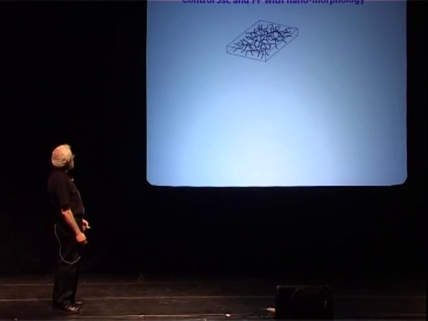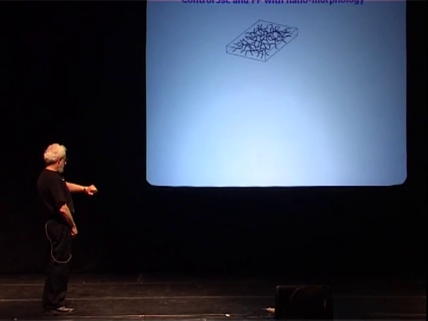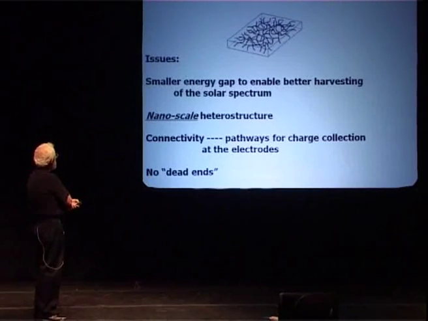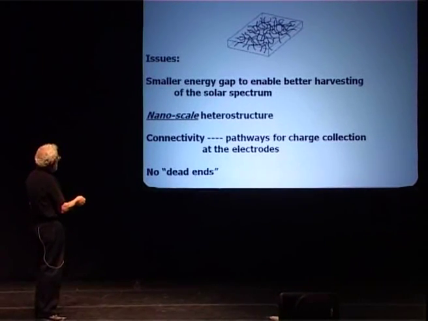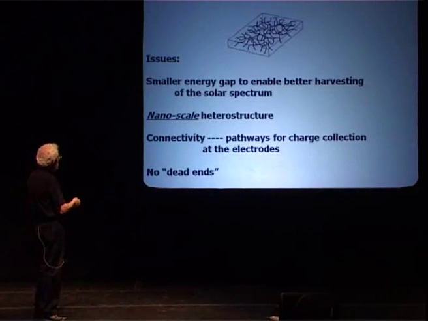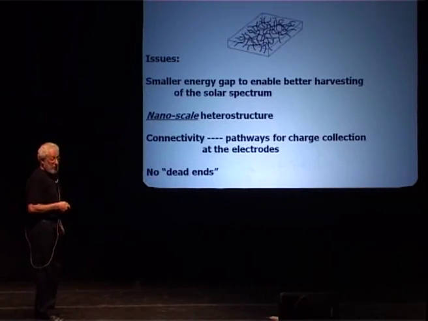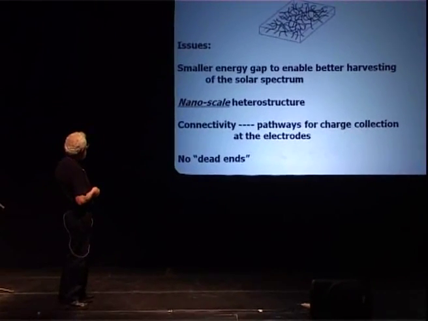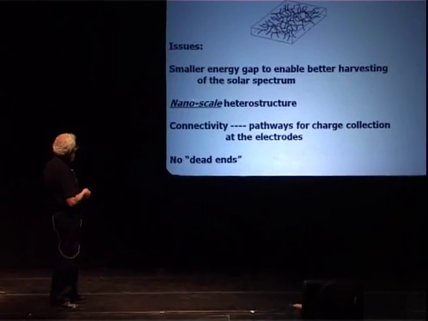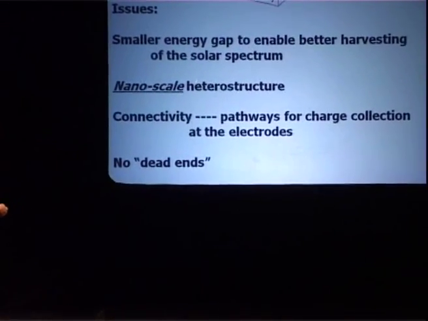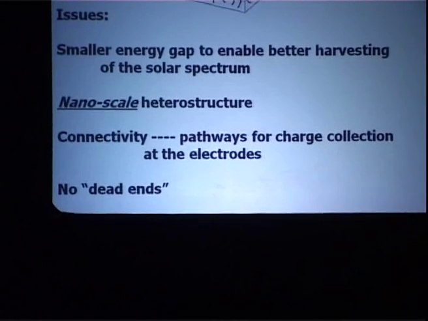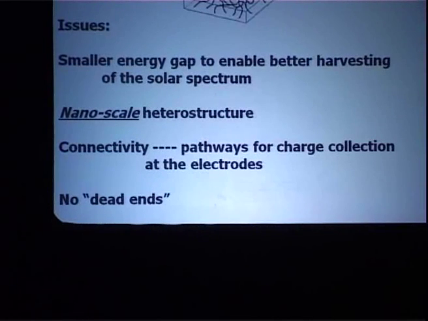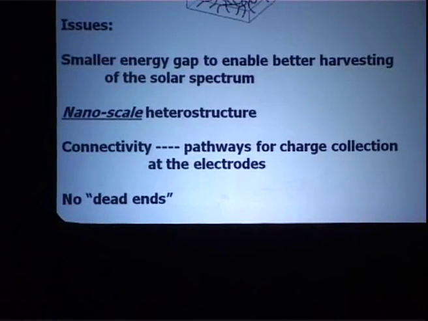Too much detail. So what do I have to do? I have to make the energy gap smaller so that, as I said, the ideal energy gap would be almost like that of silicon, because then I would absorb most of the solar spectrum. I really have to make this right, the nanoscale heterostructure, and it's very important, for example, that I have good connectivity without any dead ends, so that I'm able to collect the charge.